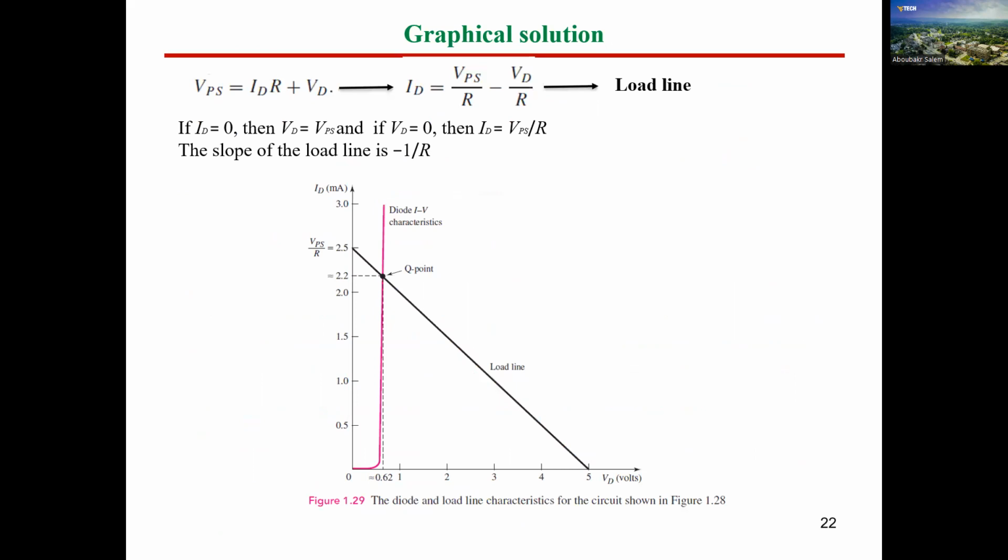The other solution, guys, is called the graphical solution. The graphical solution actually depends on drawing two curves and getting the intersection point of the two curves. And the intersection point is called the operating point or Q point. How can we do that? Simply, if you have a look here at the equation, VPS equals IDR plus VD, this is nothing but a straight line equation.